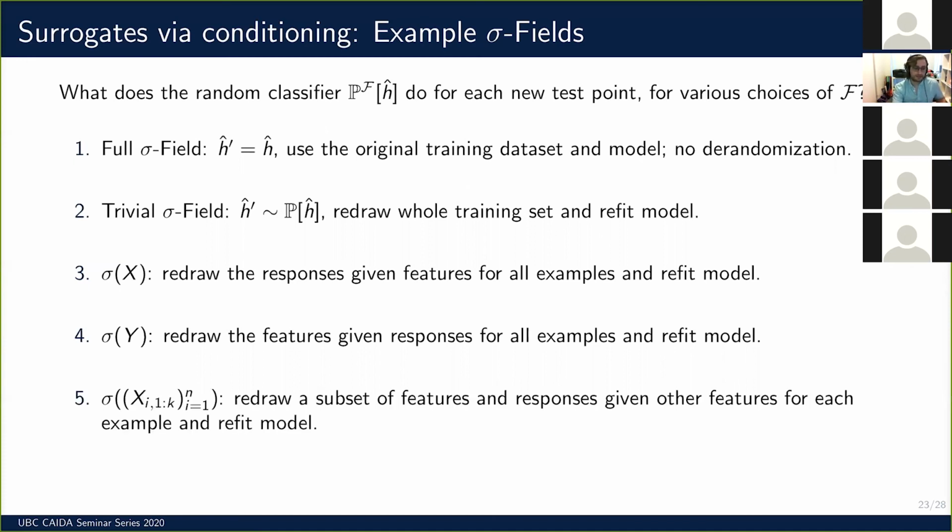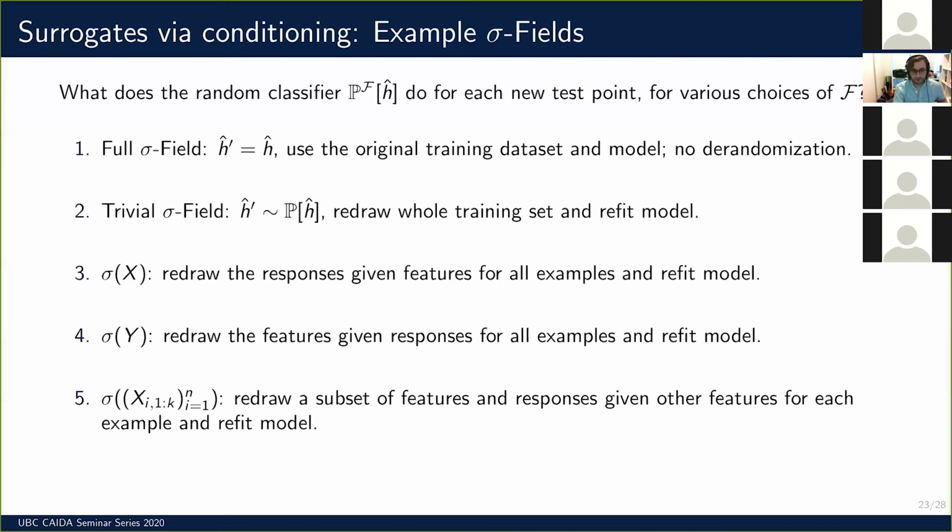And the one that we're actually going to use in an example coming up is that we're going to condition on some subset of the features, and then, for every test point, we're going to be redrawing a subset of the features independently and refitting the model. We're going to redraw the complementary subset of the features and the responses given the features that we've conditioned on, and then refit the model and do that independently for every test point.